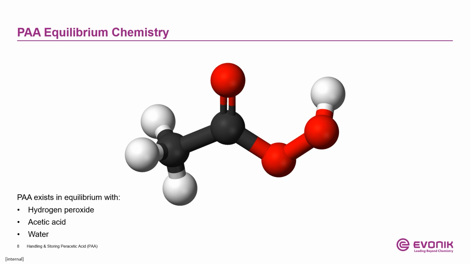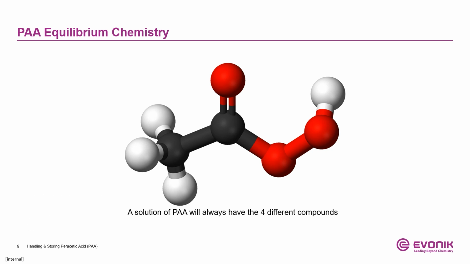Peracetic acid exists in equilibrium with hydrogen peroxide, acetic acid, and water, so a solution of PAA will always have varying amounts of the 4 different compounds. Given enough time, PAA decomposition reaction will go to completion. The product will break down and you are left with acetic acid, which is vinegar, and hydrogen peroxide, which further degrades to oxygen and water. Evonik has the technical knowledge to create stable PAA solutions, which is what we provide to our customers.